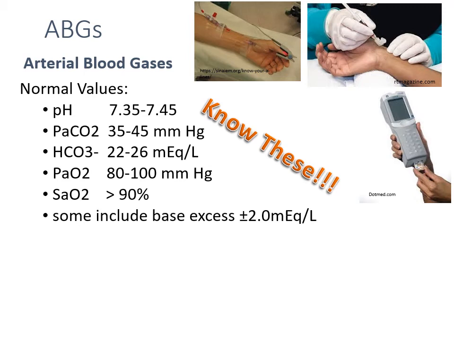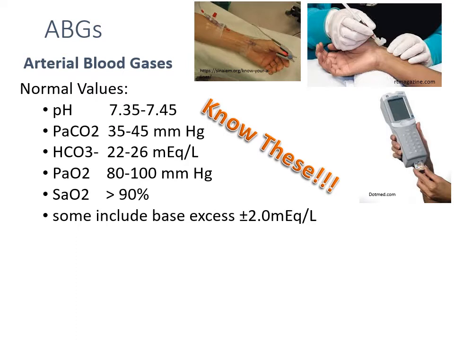Okay, so let's talk about arterial blood gases, because this is where we get the information about pH, CO2, bicarbonate, all the values that we need to determine whether someone has a normal pH, or a respiratory acidosis, or a metabolic acidosis, or any of the other ones.